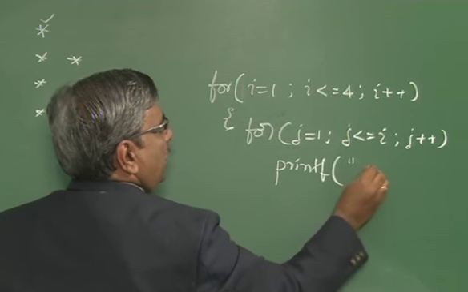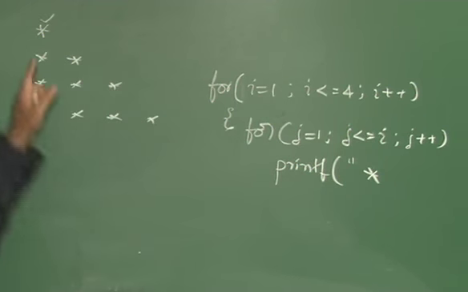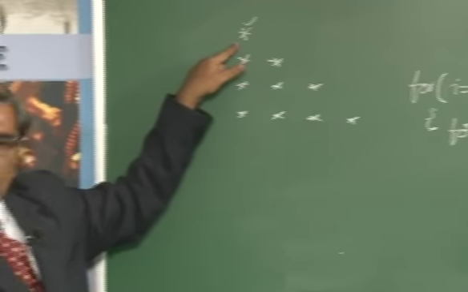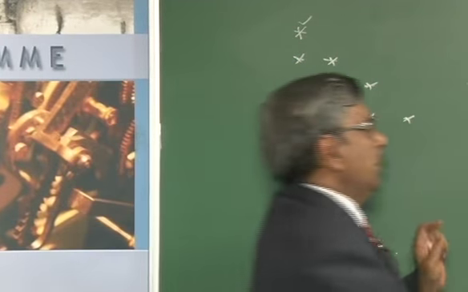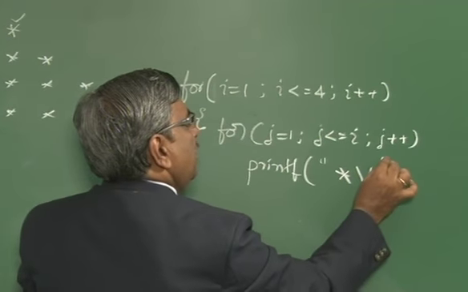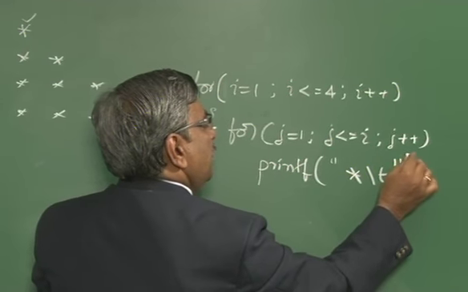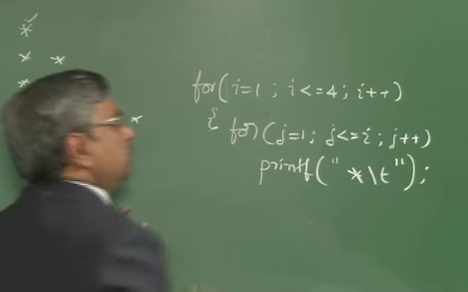that is the star you are printing. You just type the star, whatever string you want to print on the output, print it and put a \t, close this, and the star will be printed.